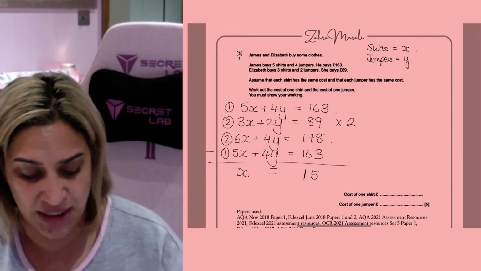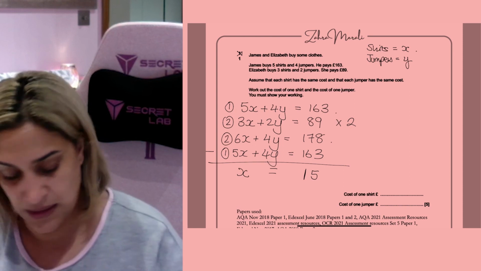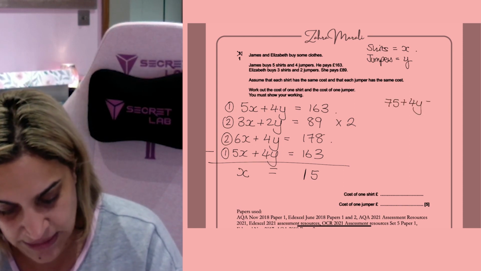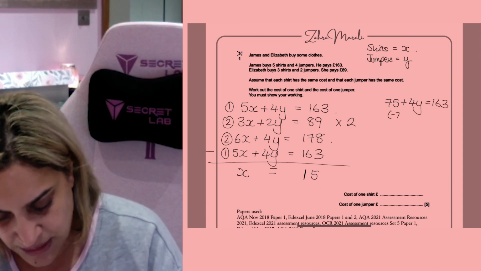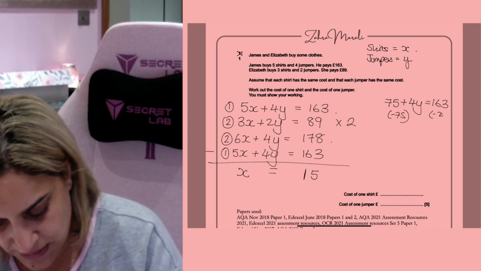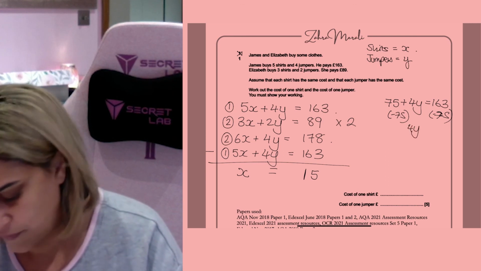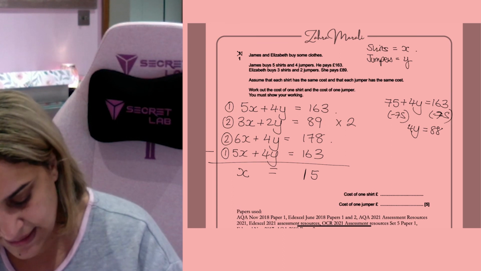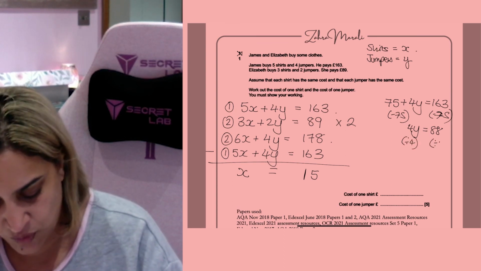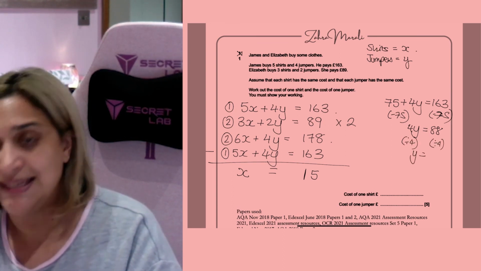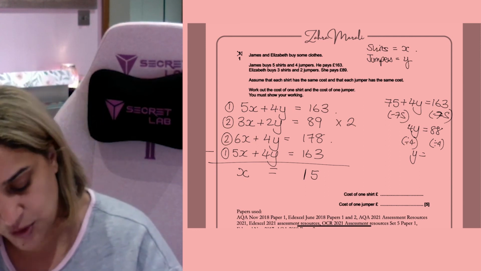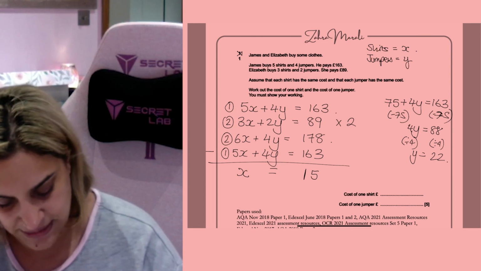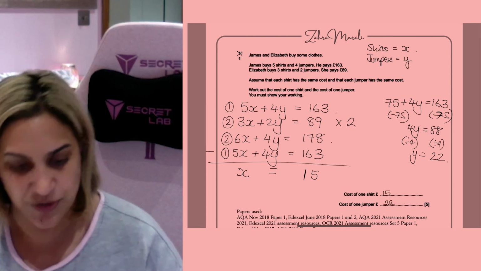So 5 shirts, each £15. This means I've spent £75 plus 4y is 163, minus 75 from both sides. So 4y is 163 minus 75 to give you 88. Divide both sides by 4. So 88 divided by 4 is going to give me 22. So the cost of a shirt, which we called x, is £15 and a jumper is £22.